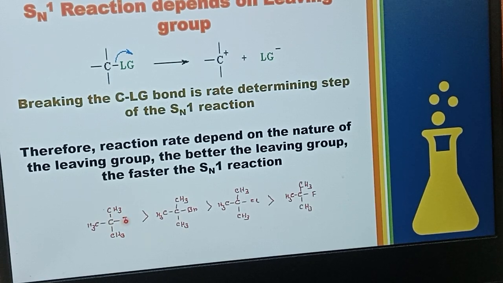You cannot break the carbon fluorine bond because atomic size is small, and that's why the carbon fluorine bond is very strong. But in carbon iodo, the iodine atomic size is bigger. Bigger atomic size means polarizable. That means you can easily break the carbon iodine bond. So in most cases of SN1, SN2, you can see we have taken either iodo or bromo or chloro.